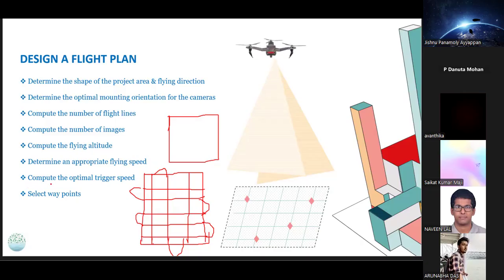Then comes computing the optimal trigger speed. Then we should select the waypoints. Waypoints are not so necessary for multi-rotors, but they are essential when we are flying fixed wing drones or UAVs. Waypoints are a set of abstract GCPs that we plan across the airway. They can be defined as a set of coordinates to locate the beginning and endpoints of each flight plan. That is why we use waypoints, especially for fixed wing aircraft.